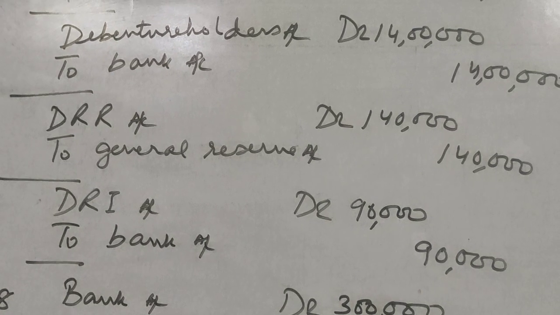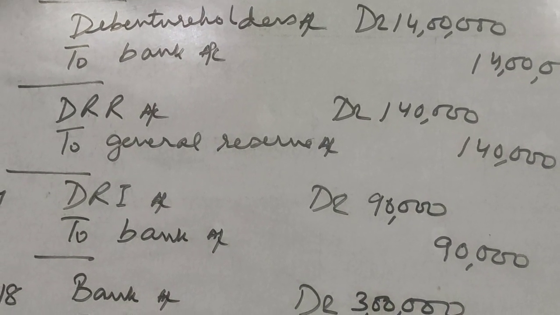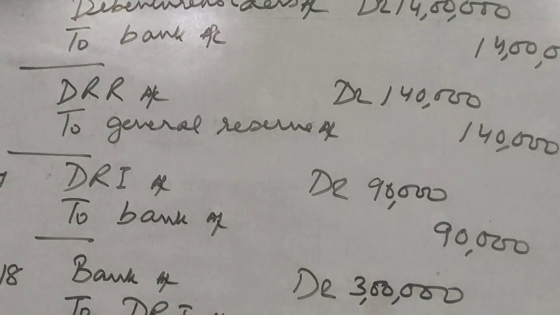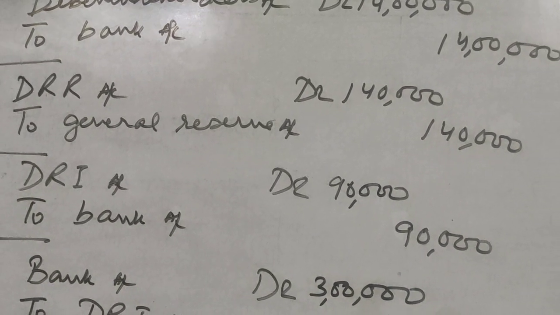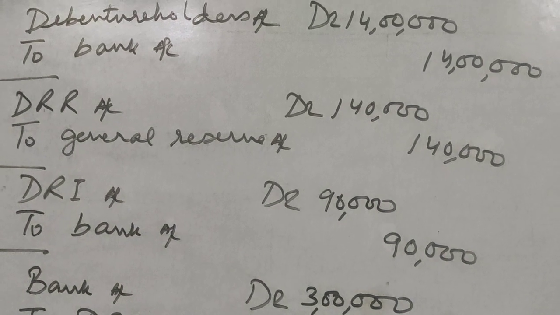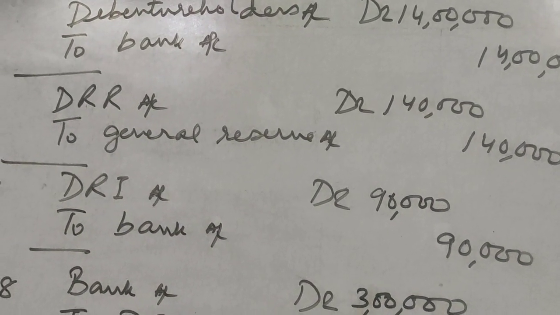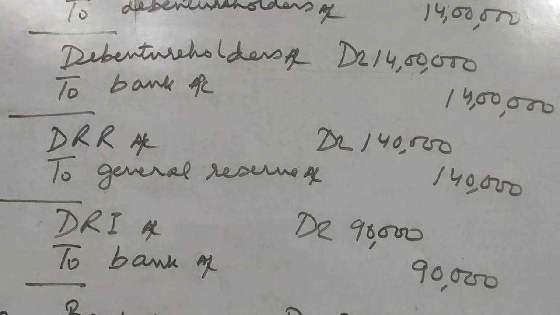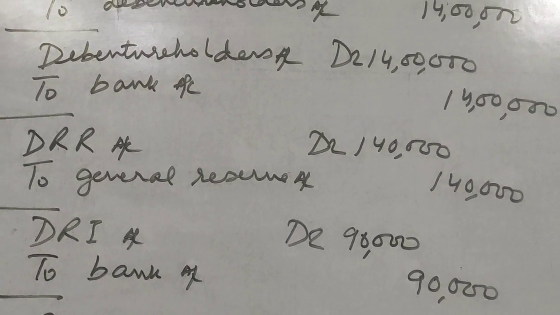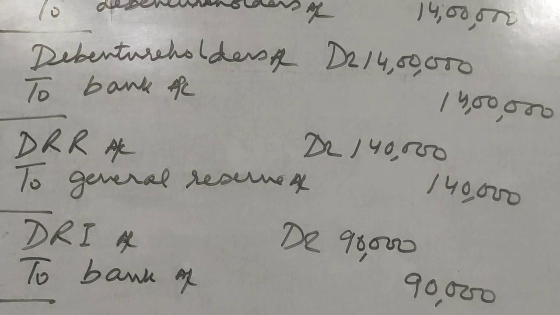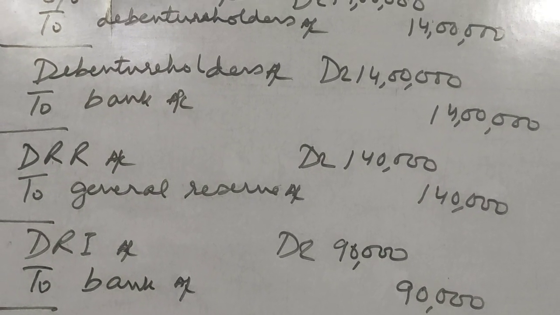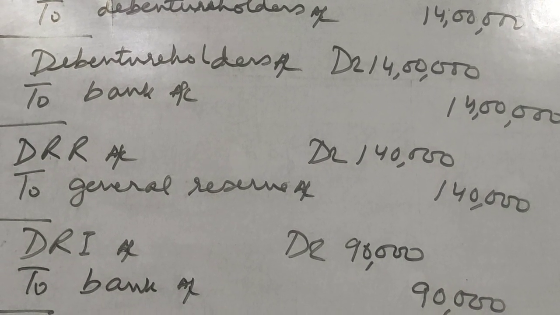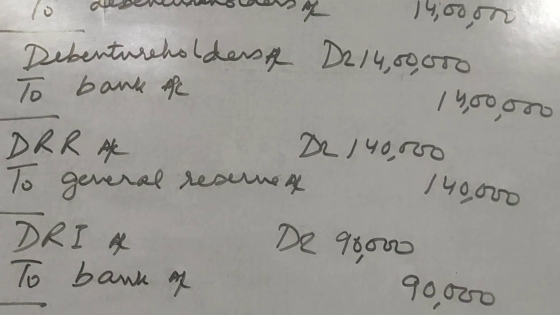So the next entry for that will be debenture redemption reserve account debit. Here I have written DRR everywhere. 1,40,000, that is 10% of 14 lakh, to general reserve 1,40,000. So here what is happening is that we are transferring 10% of 14 lakh, the value of the debentures redeemed, from the debenture redemption reserve to general reserve.